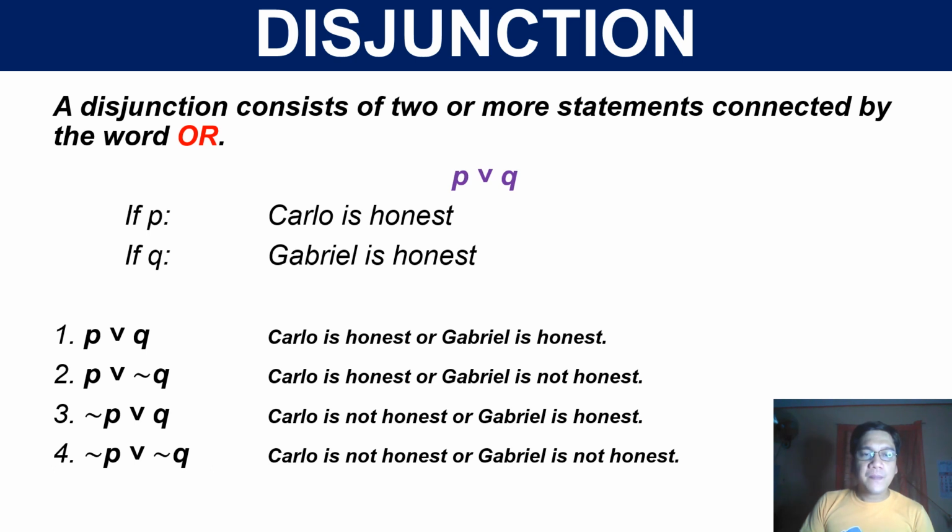Number two, P or negate Q. Carlo is honest or Gabriel is not honest. Number three, negate P or Q. Carlo is not honest or Gabriel is honest. And next, number four, negate P or negate Q. So we say Carlo is not honest or Gabriel is not honest.